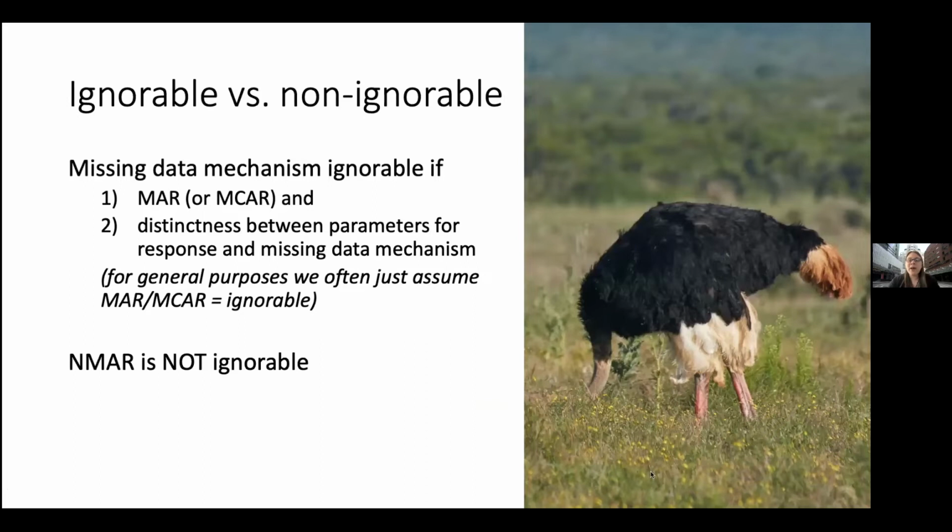So that brings me to another way that we can categorize missing data, which is ignorable versus non-ignorable. So the missing data mechanism is considered ignorable if it's MAR or MCAR, and there's a lot of statistical talk about distinctness between parameters of response and missing data mechanism. For our purposes, we can just say MAR or MCAR is ignorable. But what that means is the not missing at random, the informative missingness is not ignorable. We can't stick our head in the sand like this ostrich. We actually have to do something about it so that we end up with not biased results.